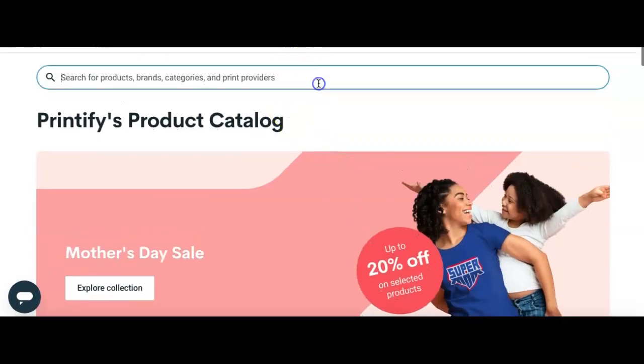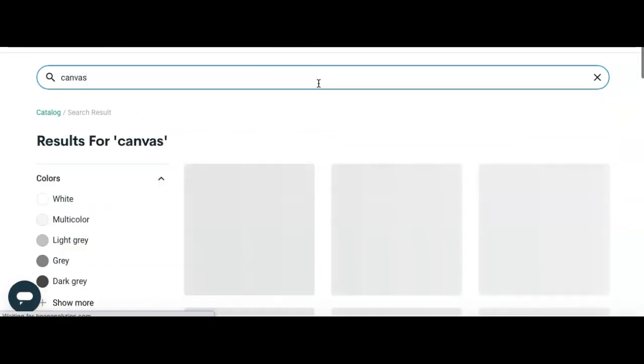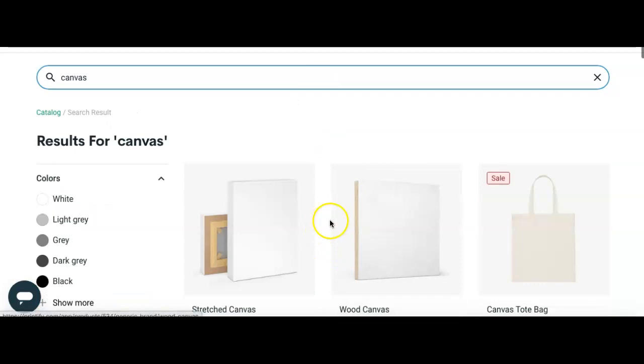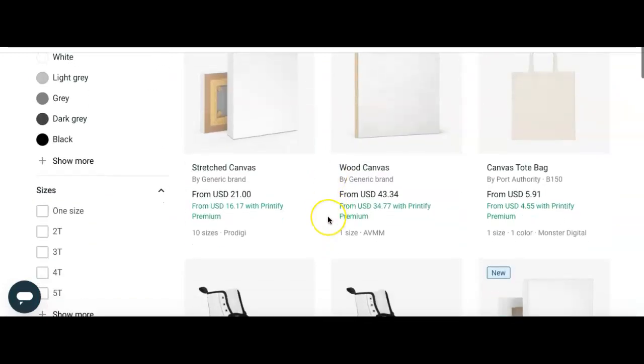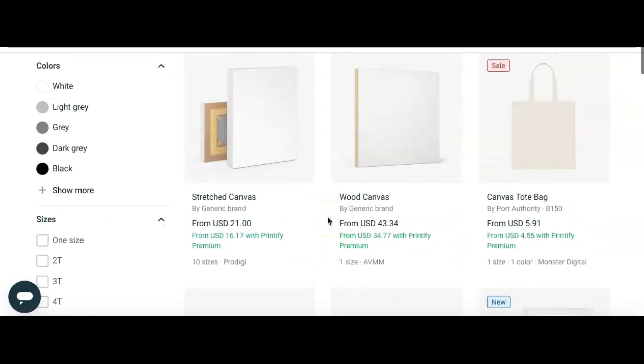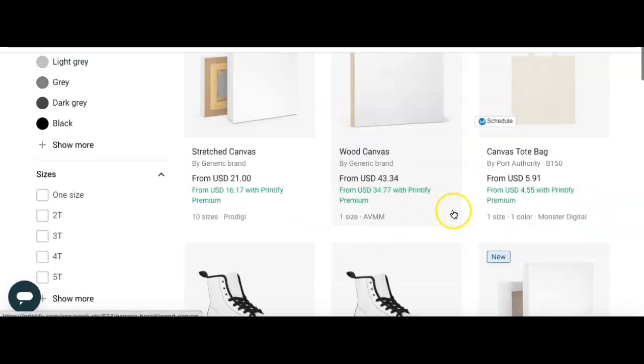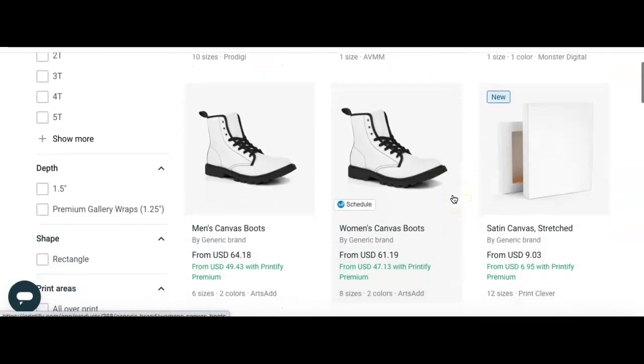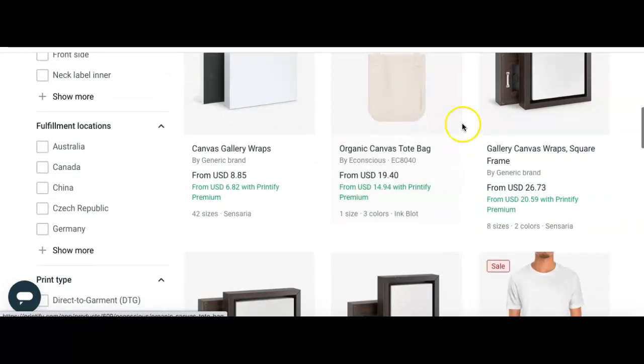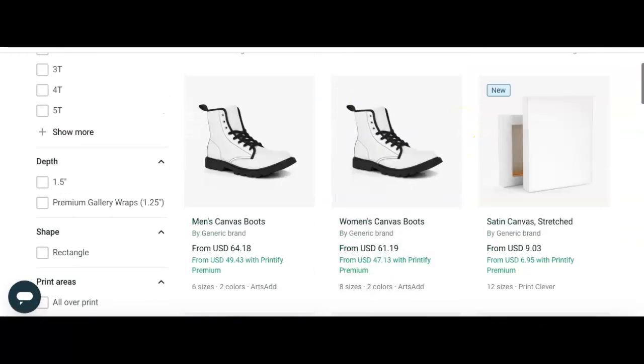Let's look at, they have canvases. Okay, you could do your own artwork for walls and sell those. You can print on tote bags. You can also print on canvas boots. Okay, and there are so many other options.